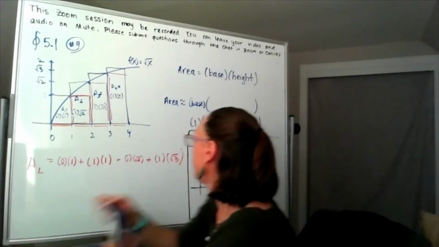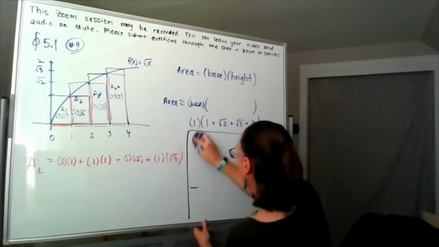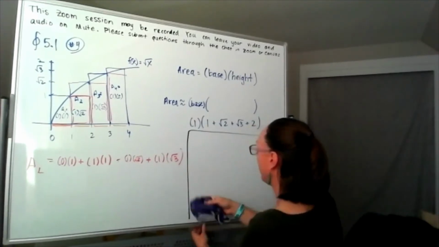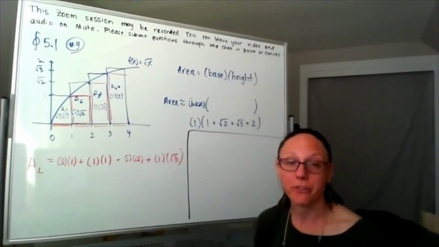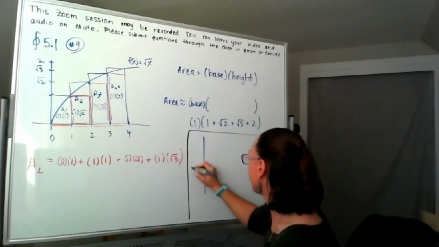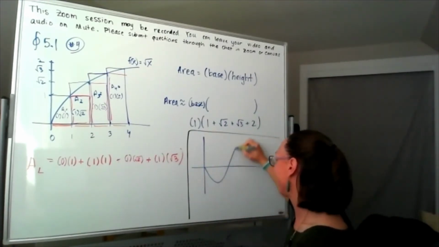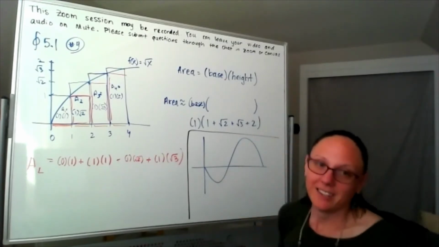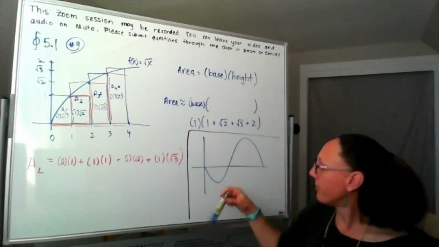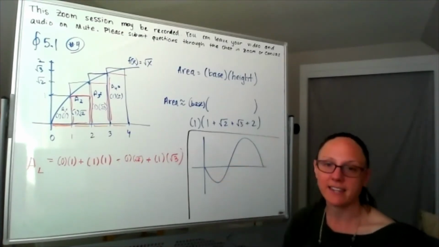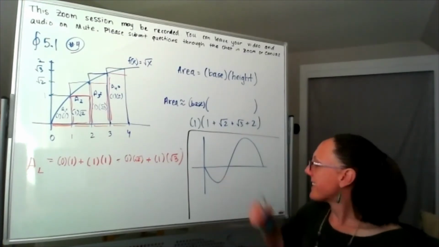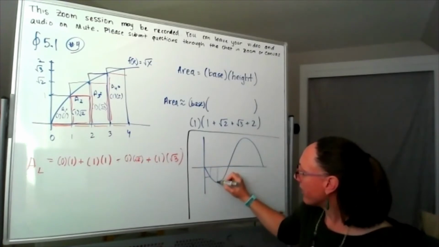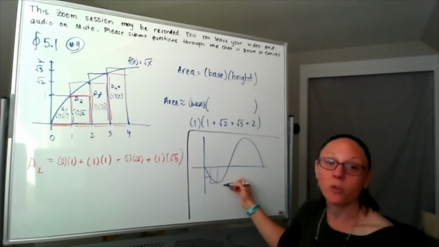So if my graph, and again, this is not something that's talked about in section 5.1. This is a little bit further in the textbook, but let's say that I have a curve where some of the area is below the axis and some of the area is above the axis. The issue here is that if we're thinking about the area as the base times the height, then these heights actually have negative values when they're below the axis.